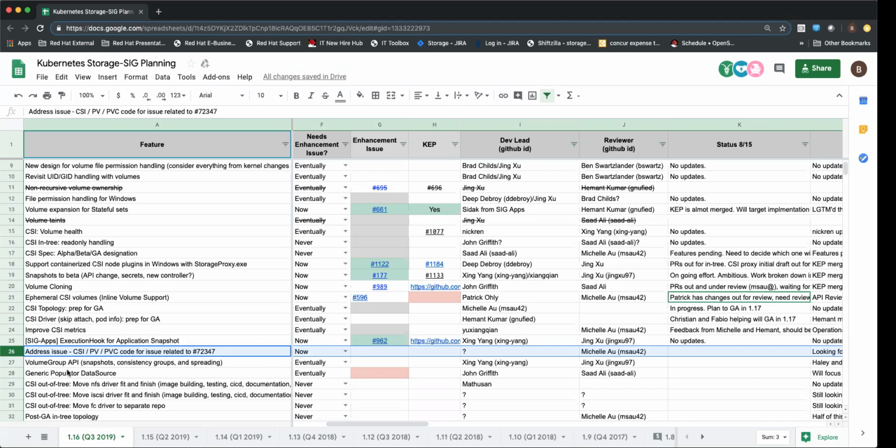Next one, address issues, CSI PVC code related to 72347. I'm not sure what that is. I think it's related to the fact that we use is likely not mount point in a lot of places. But now we're supporting more volume types that don't actually do mount points. So this is sort of about scanning our code base and seeing if any of these areas are going to be problematic for those volumes.